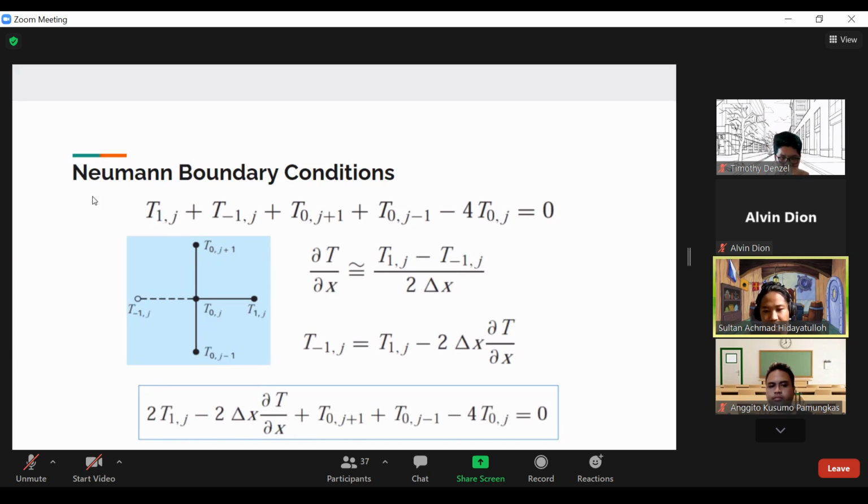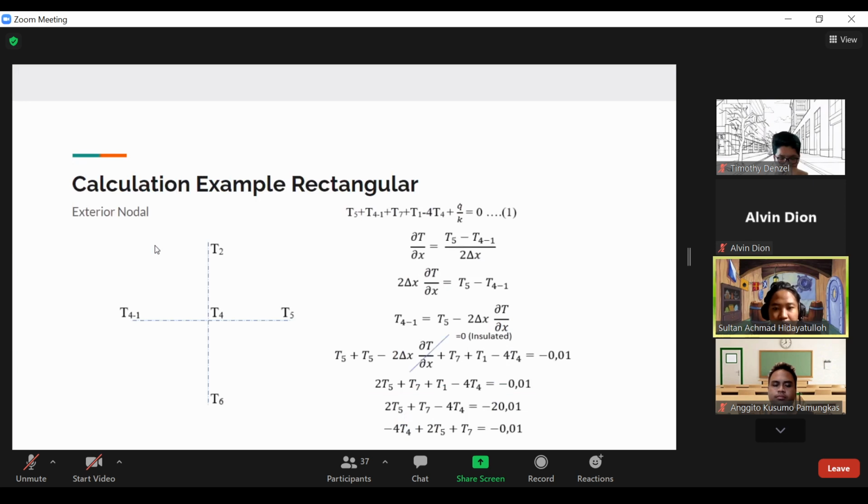After we write down this equation, we set del T del x equal to 0 because it is insulated. And this is the example calculation for the rectangular. We took the fourth nodal. The fourth nodal is located in the exterior.